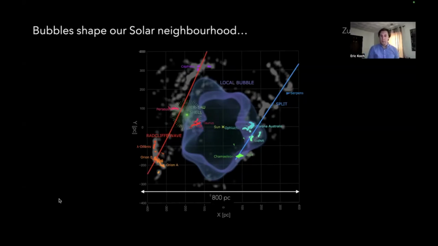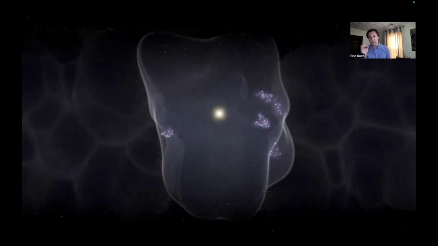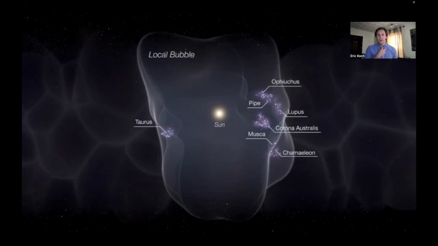So now I'm going to switch from a top-down view to an artist's rendition of what this bubble looks like from the side. Now the sun is that thing in the middle. It is not to scale. The sun's much smaller and not nearly that bright. And the things that you see around the edge are all of the nearest star-forming regions to the sun.